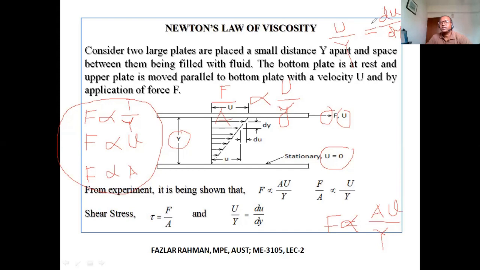So this term is called the velocity gradient, but I need to justify how I can write big U, that means the velocity of the upper plate, and big Y, that means the distance between the two plates, and this term is the rate of change of velocity along the y-axis, right? But how can I do it? Let me erase all those things.